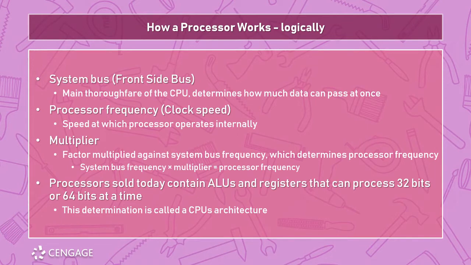Processors sold today contain ALUs and registers that contain either 32 bits or 64 bits of instruction. You're almost never going to see one that contains 32 bits now, simply because the instruction sets are considered to be outdated. There's much more complex things we can carry out with a single instruction in 64-bit space. Legacy support does exist, especially for older automation, as we've talked about in previous lectures.